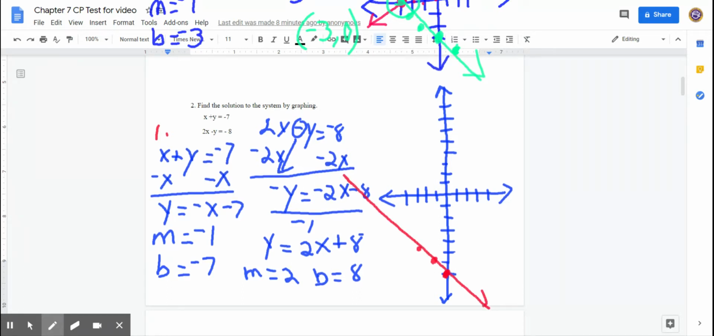If we need to, we can be more specific. Then let's do the second one. So this one right here has a y-intercept of 8 and a slope of 2. So that's going to go down 2 and left 1, because it would be up 2, right 1. So the opposite would be down 2, and that's going to go over. And then that's going to go like here.